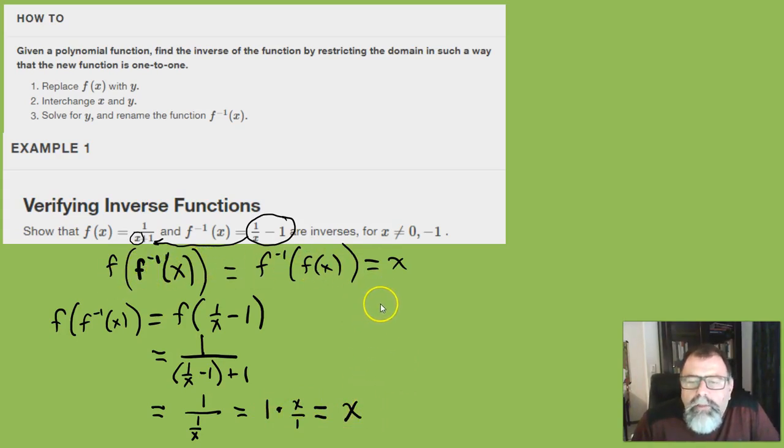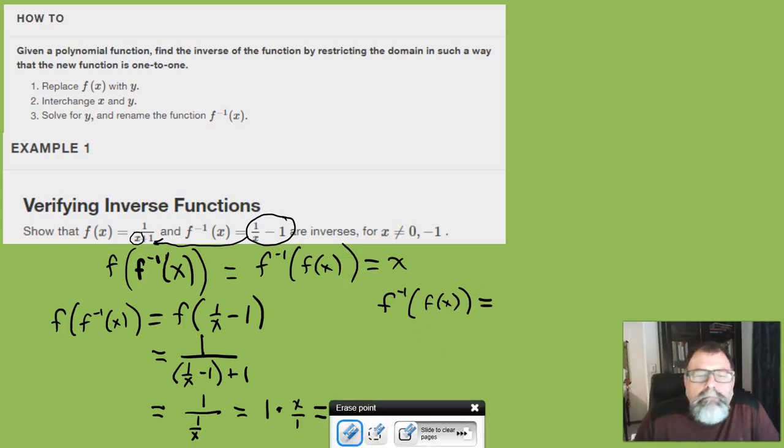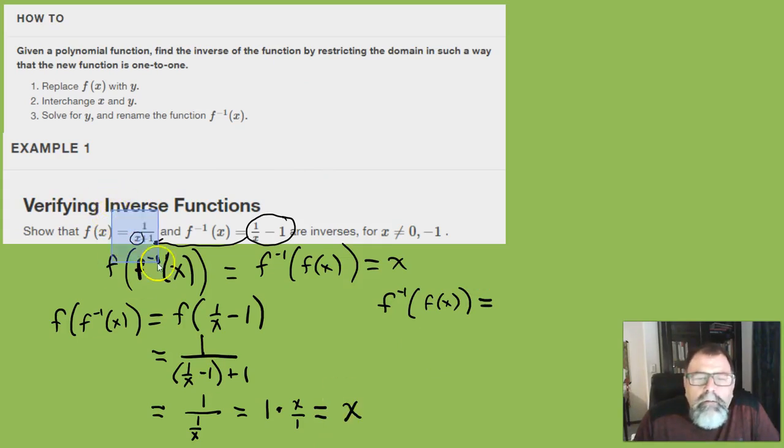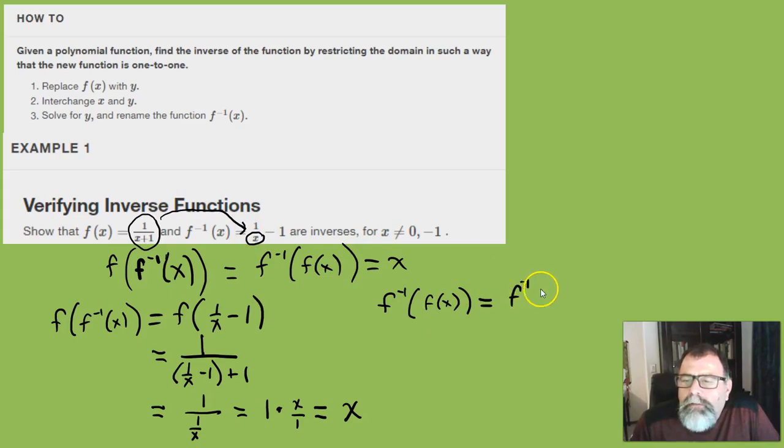Now we have to show the other direction: f inverse of f of x. Let me erase all that. Now we're going to go the other way. We're going to take f of x, which is this one, and plug it into that function for x. So we're going to get f inverse of f of x.